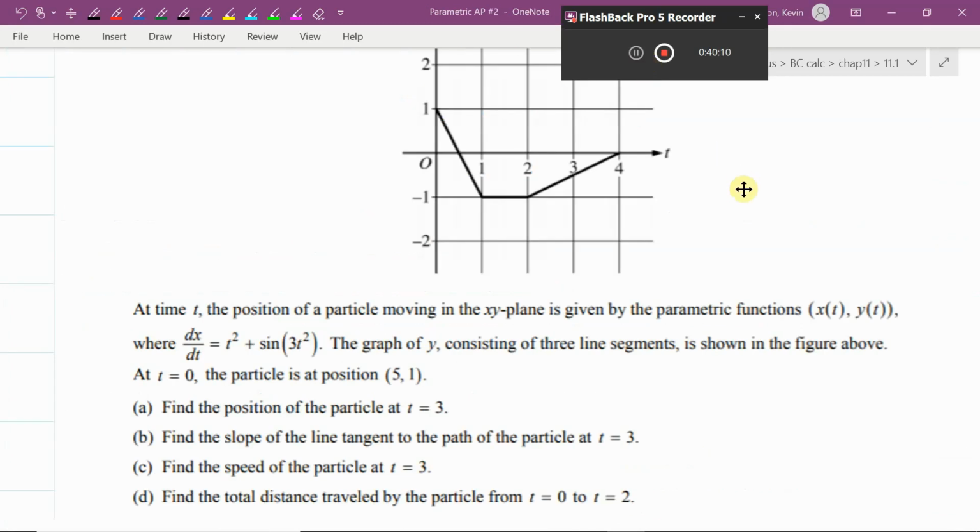But we're going to have to think about how that could be different here for parametric. So I think I want to have that maybe another time. So I have a graph here. It says at time t, the position of a particle is given by x of t, y of t, where dx dt is this. The graph of y is this. Do you notice that they actually just made this like a multi-step process to figure out dy dt?